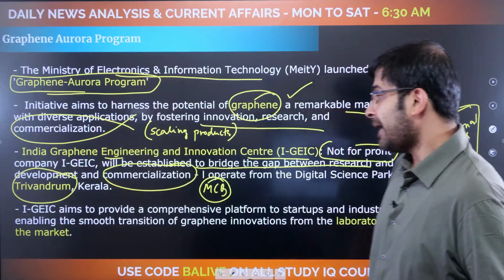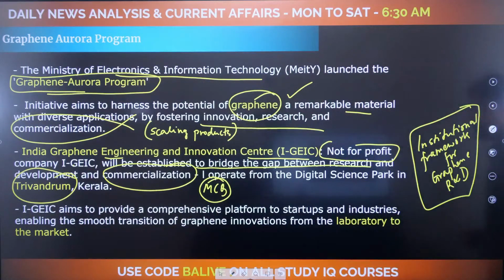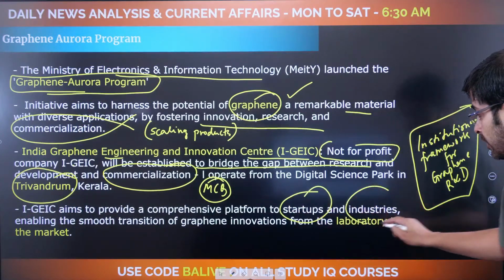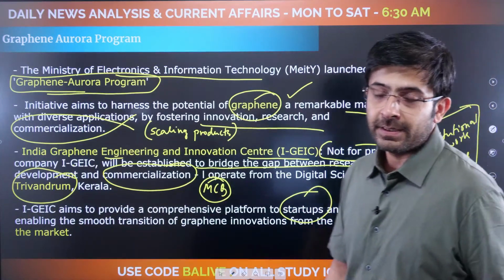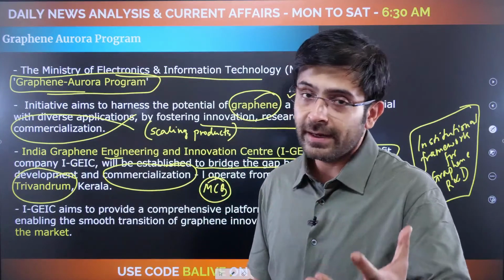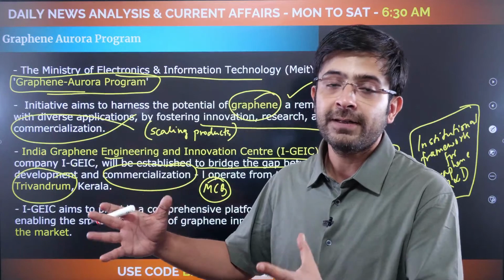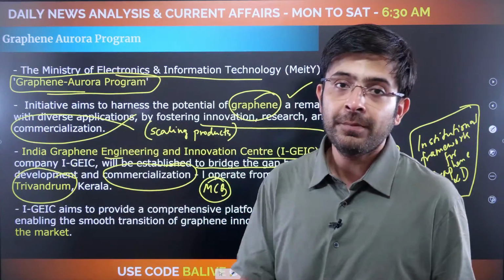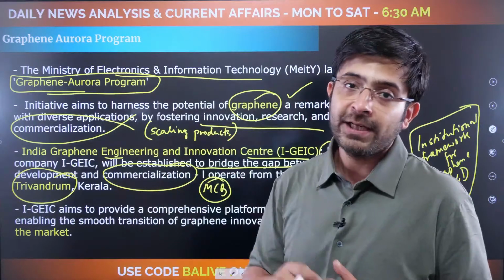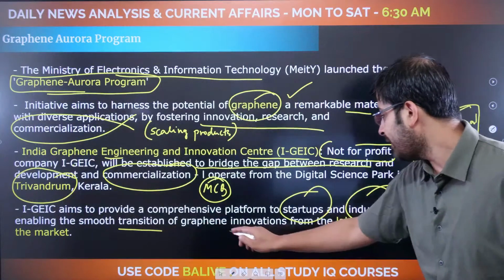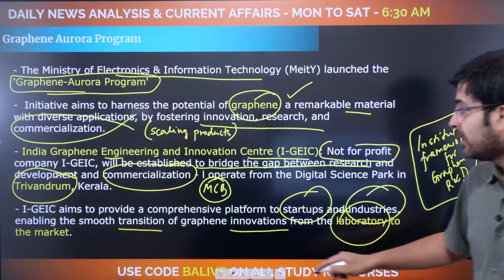All right. Now, the IGEC aims to provide a comprehensive platform. Obviously, you're looking at startups and the companies that are already in the business. If you are looking at innovating, it does not necessarily mean that you have to be associated with big companies. If you have an idea, if you have a particular R&D developed, go ahead and collaborate with IGEIC, enabling the smooth transition of graphene innovations from the lab to the market.